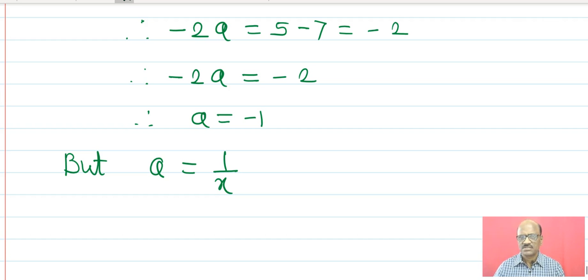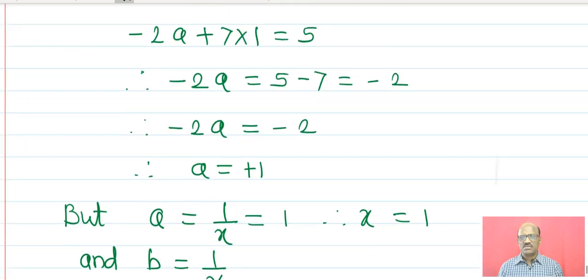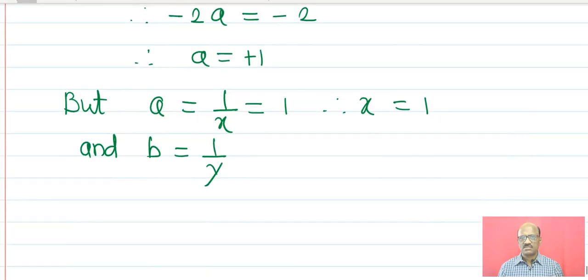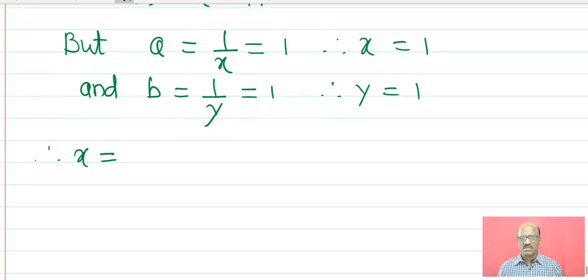Now this is the one I am changing. a is equals to 1. But a is equals to 1 upon x, that is equals to 1, and therefore x is equals to 1. And b is equals to 1 upon y, therefore take the reciprocal, y is equals to 1. Therefore the value of x is 1 and y is 1.